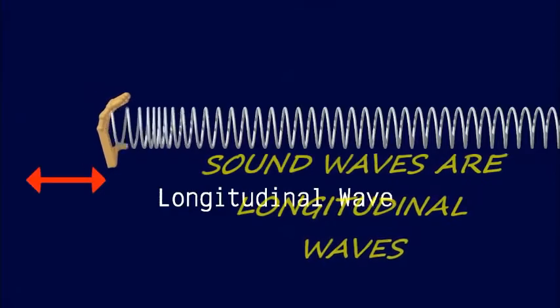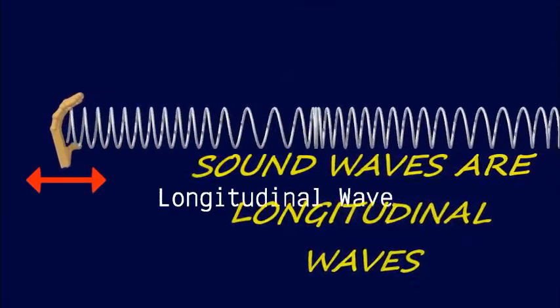In a longitudinal wave, the disturbance that makes up the wave is along the direction in which the wave travels. Longitudinal waves are also referred to as compression waves.